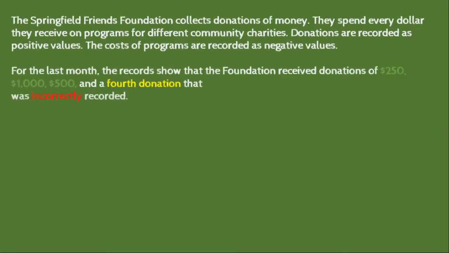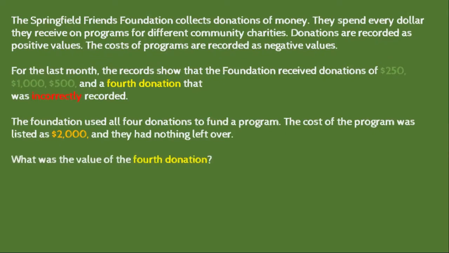For our next example, the Springfield Friends Foundation collects donations of money. They spend every dollar they receive on programs for different community charities. Donations are recorded as positive values. The cost of programs are recorded as negative values.